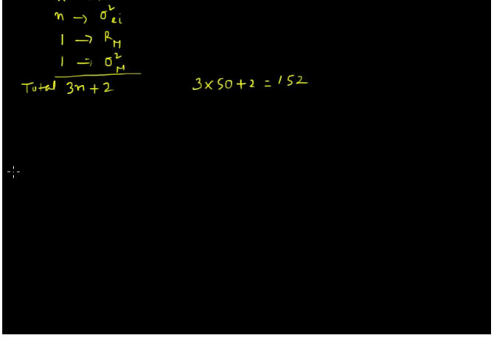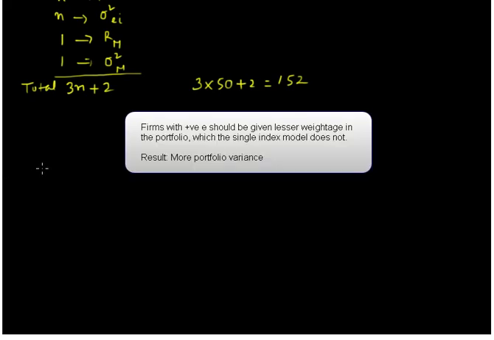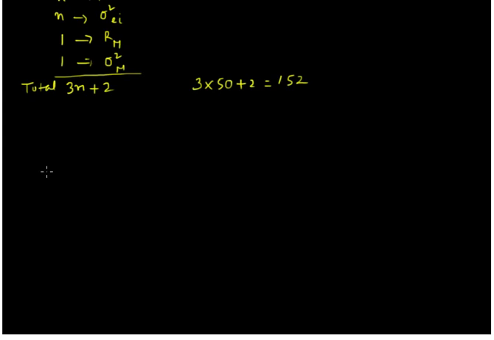So what is going to be the problem? If the residuals of two firms, for example, are positively correlated, we should not combine such firms together in a portfolio, because if we do so, we are going to simply increase the unsystematic risk. If we use the Markowitz's algorithm, the full covariance model, it is going to place lesser weights on such securities. But the single index model, which assumes that E is uncorrelated across firms, is going to simply ignore this fact. So what is the result? If we combine such firms into a portfolio, we are going to have more portfolio variance, because some unsystematic risk is going to enter the picture.